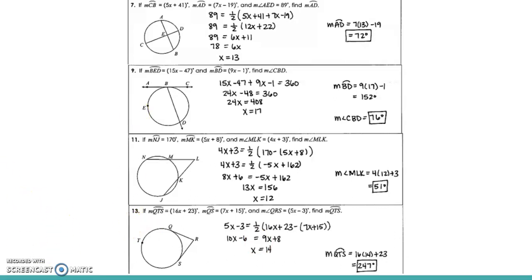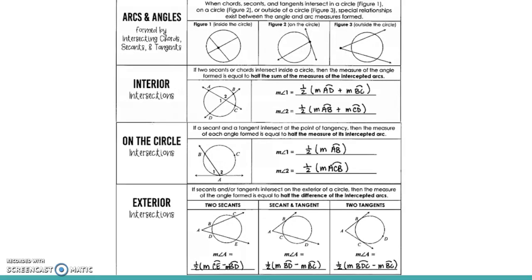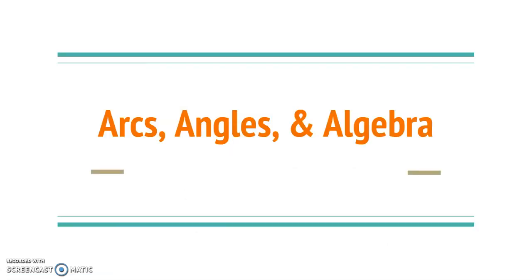And that's looking at our arcs and our angles with algebra. Again, we're using these same relationships with our interior intersections, on the circle intersections, and exterior intersections for our arcs and our angles.